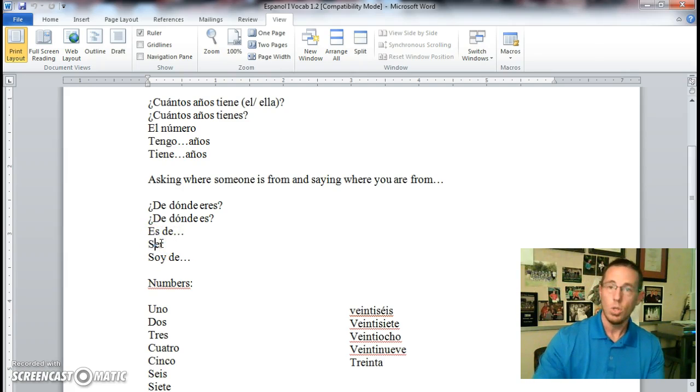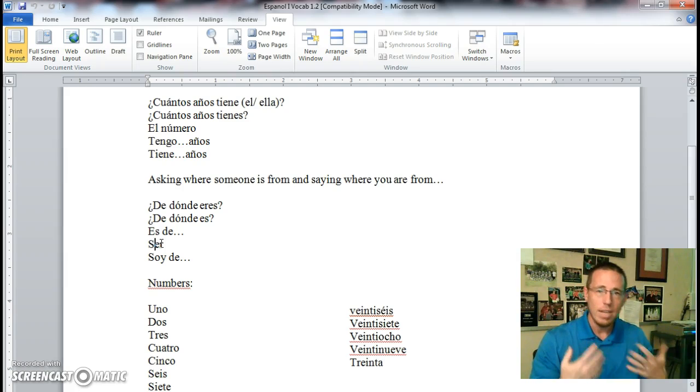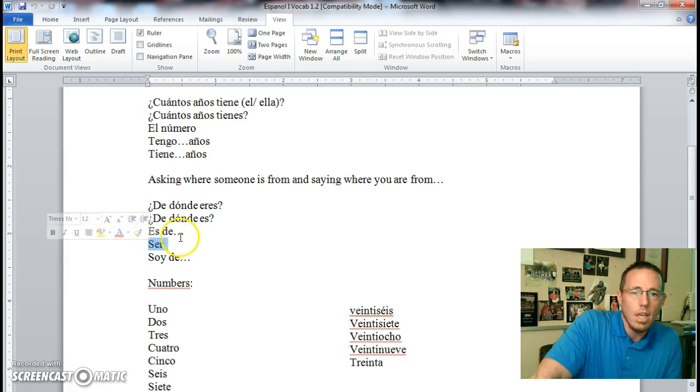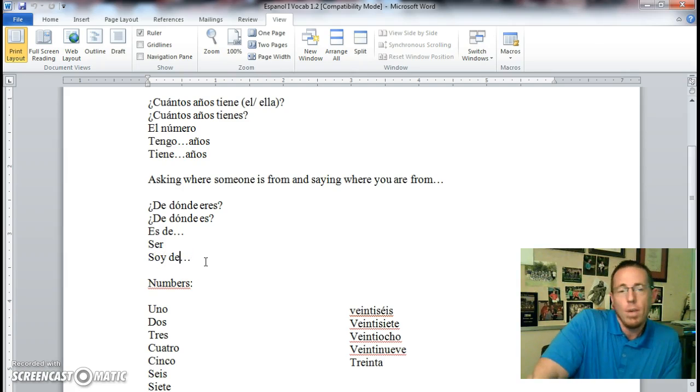Ser means to be. And we're going to talk a little bit more about how we manipulate that word in order to create different sentences. We have to change the word ser using a process called conjugation. We're going to talk a little bit more about conjugation in a few minutes here. One example of conjugation is the word es. Another example of conjugation is the verb soy. And incidentally, this next phrase means I am from. So if I wanted to say, for example, I am from Michigan, it would be soy de Michigan.